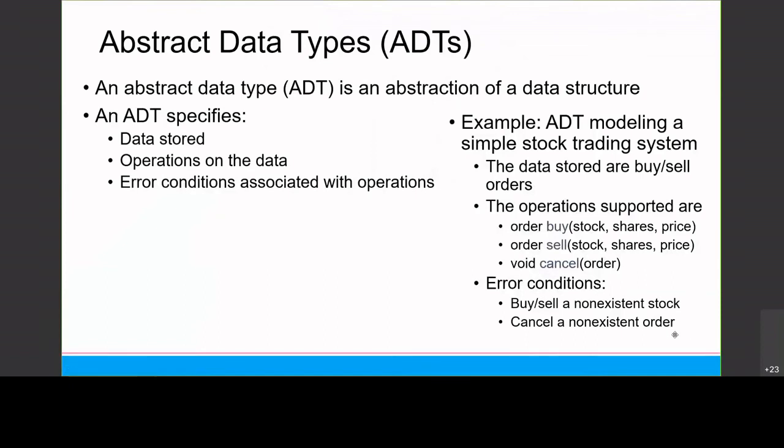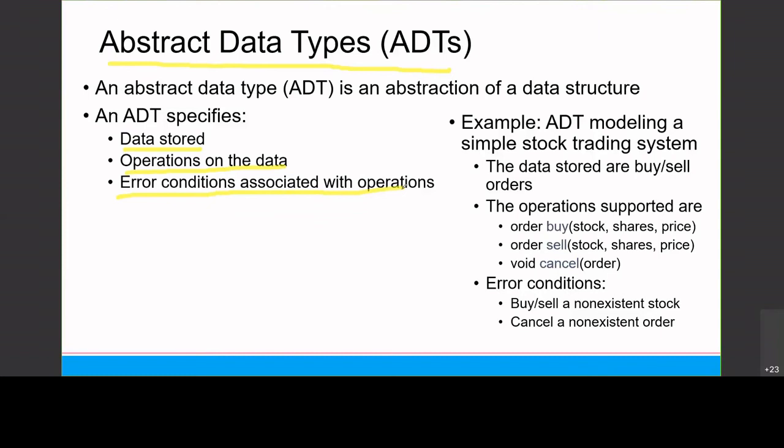Whenever we are dealing with an algorithm or a data structure, we need to know that it has abstract data types. We already learned about these things before. The abstract data type contains the data stored, what kind of data that you will store, what kind of operations on the data, and the error conditions associated with the operations. So the ADT always discusses those three.